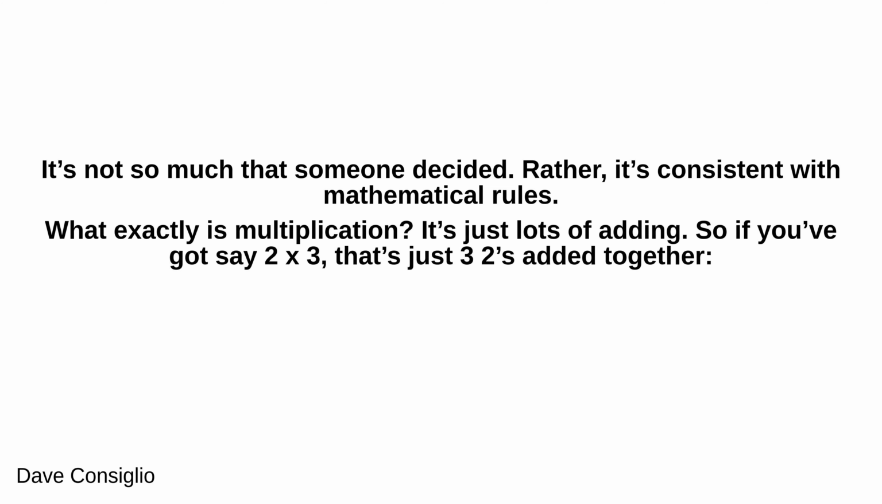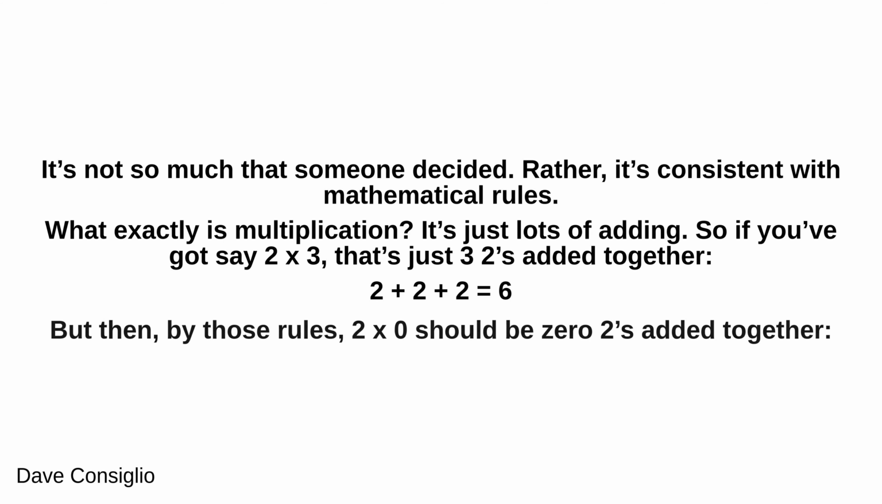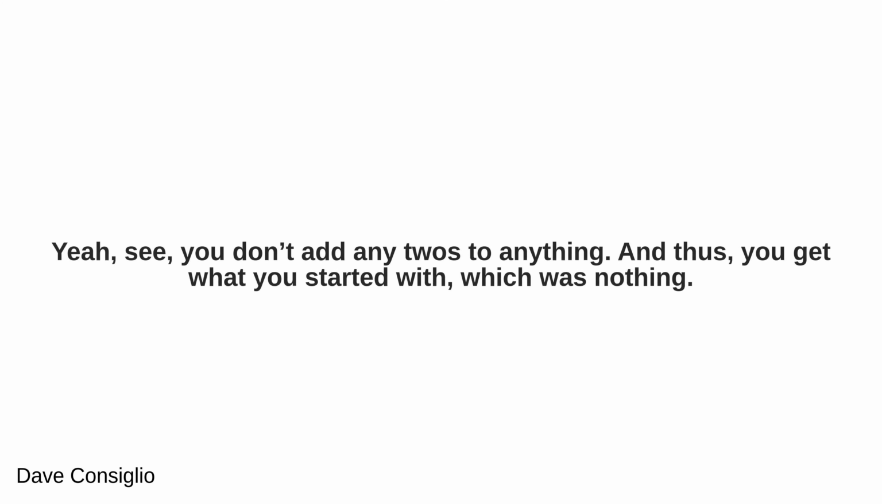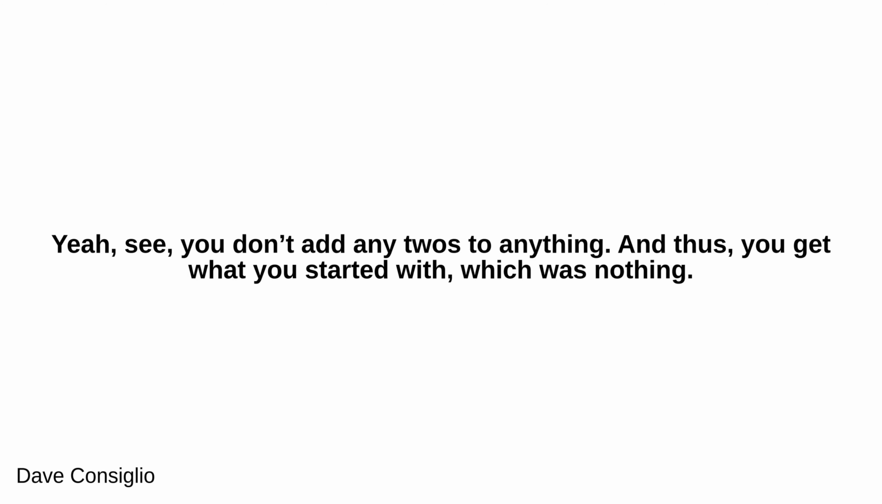What exactly is multiplication? It's just lots of adding. So if you've got say 2 by 3, that's just 3 2's added together. 2 plus 2 plus 2 equals 6. But then, by those rules, 2 by 0 should be 0 2's added together. See, you don't add any 2's to anything. And thus, you get what you started with, which was nothing.